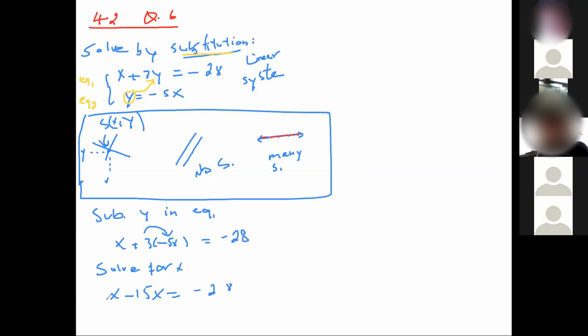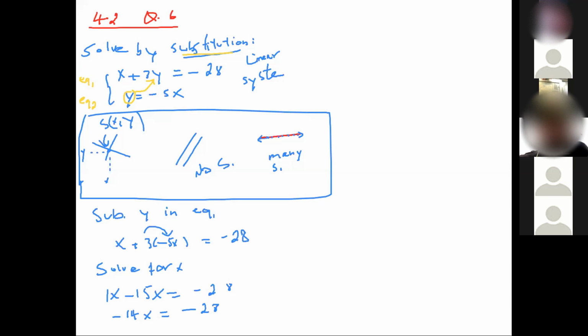We can combine these two terms. Basically, think of this as 1x. So 1 minus 15 is minus 14. Minus 14x. That's right, negative 14x equals negative 28. All right, let's get the x by itself.